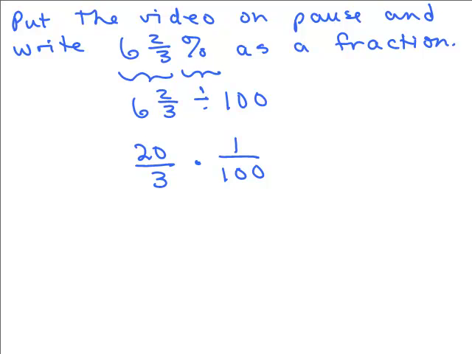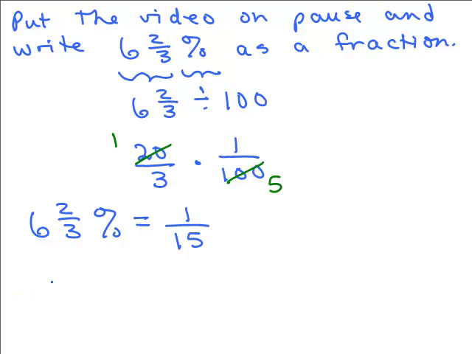And now we reduce again. Dividing the top, 20, by 20 is 1. Dividing 100 by 20 is 5. So my answer is 1/5. So 6 2/3% is actually equal to the fraction 1/15.